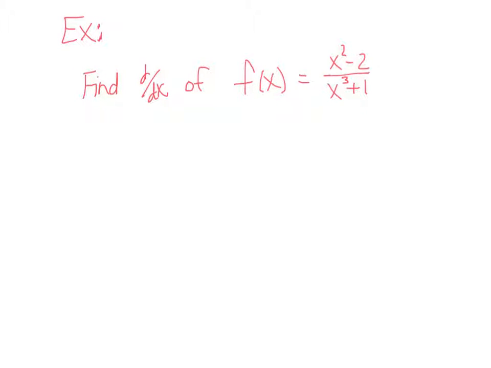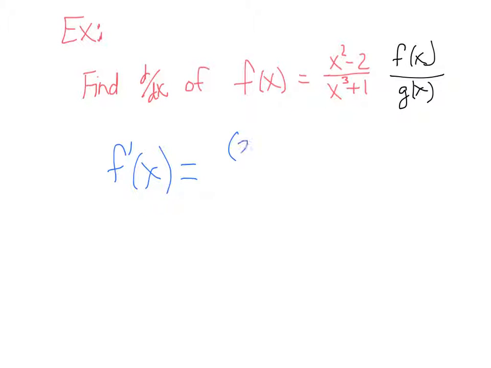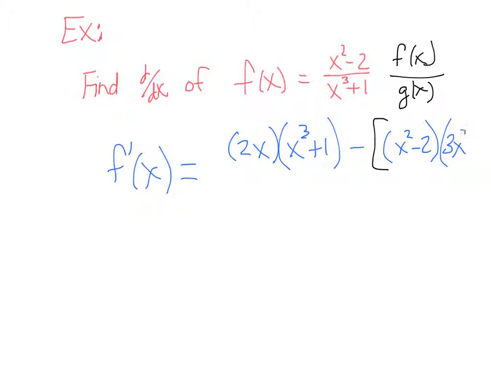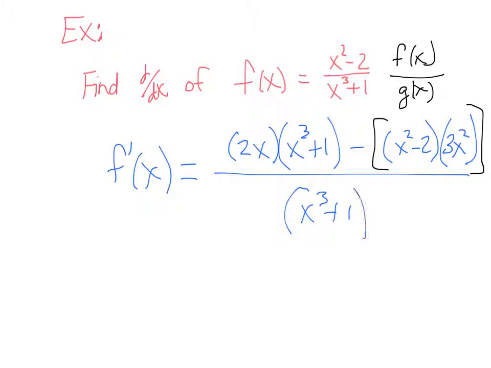So let's try this. Again, this is f of x, this is g of x. The way I'm going to do this is I'm just going to follow my rule. The derivative of this is 2x, and the minus 2 goes away, times the original x cubed plus 1, minus, I'm going to put my brackets up just to slow me down, x squared minus 2, times 3x squared, all over x cubed plus 1 squared.